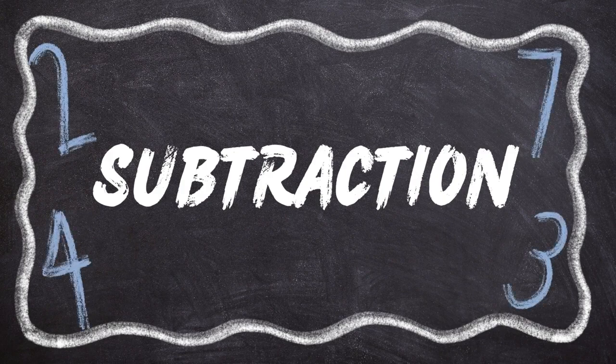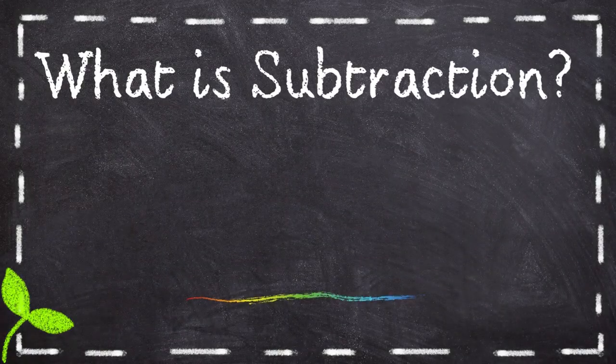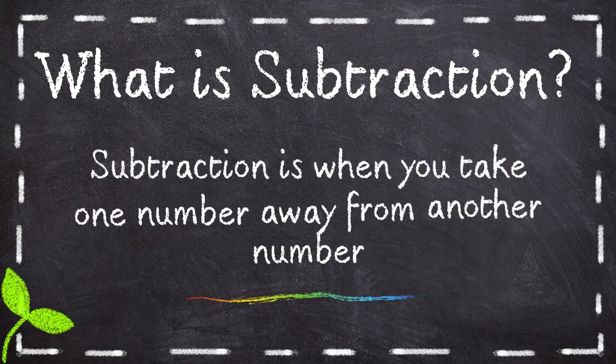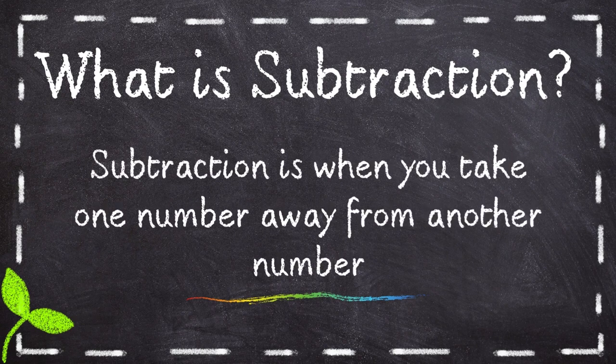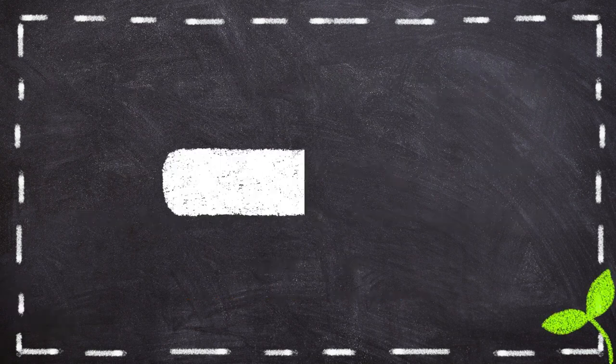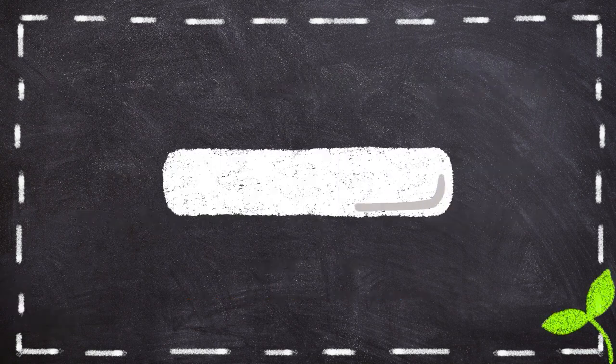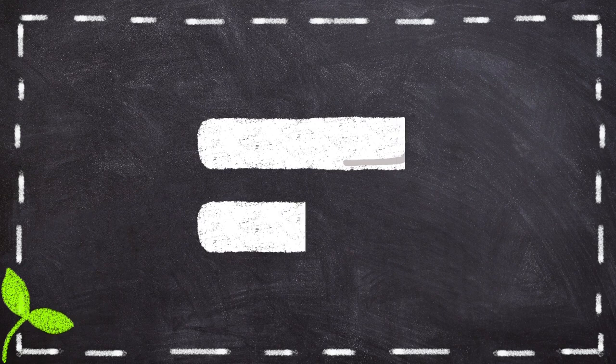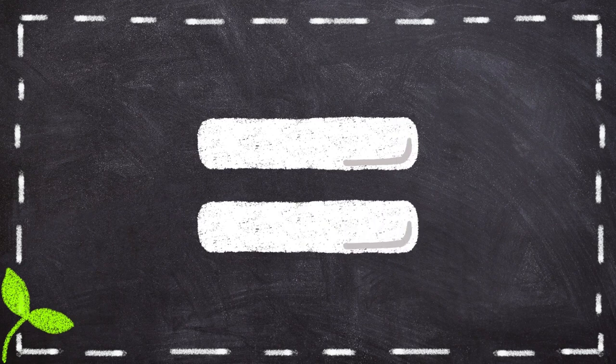Subtraction. What is subtraction? Subtraction is when you take one number away from another number. This is a subtraction or a minus symbol. This is an equals to symbol.